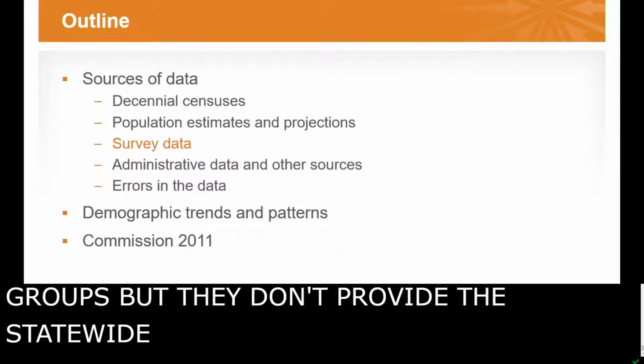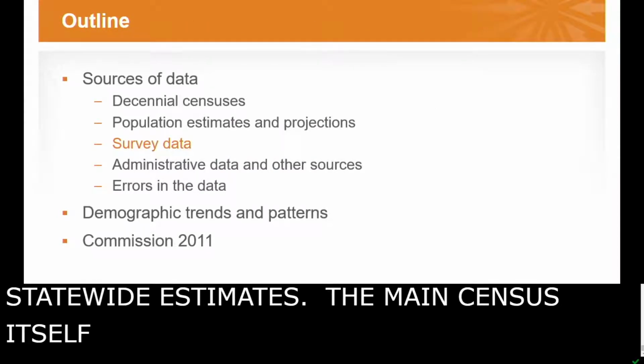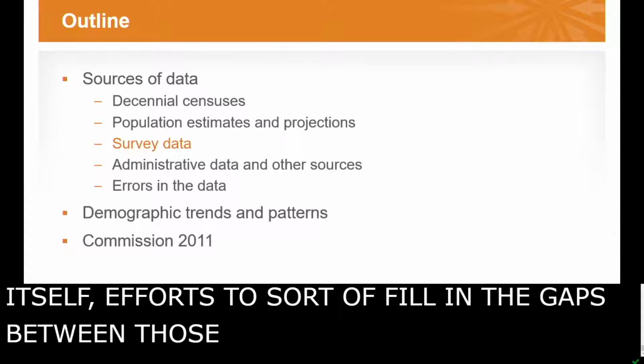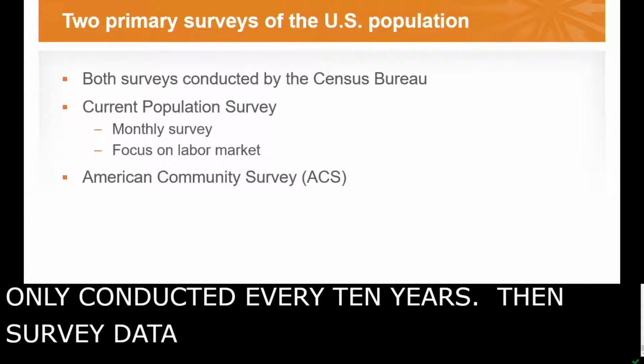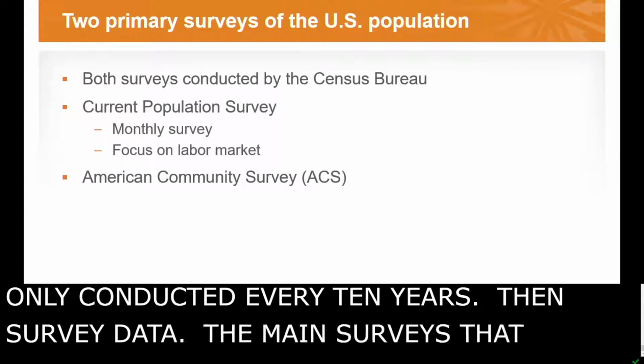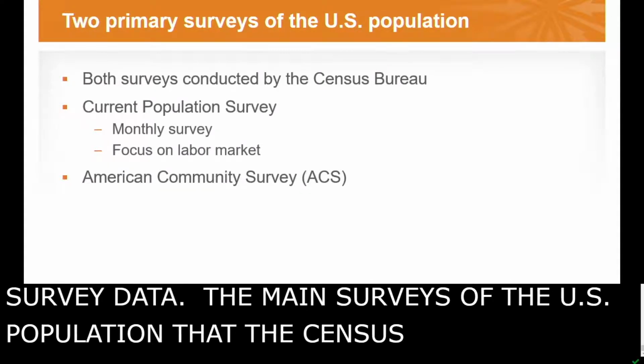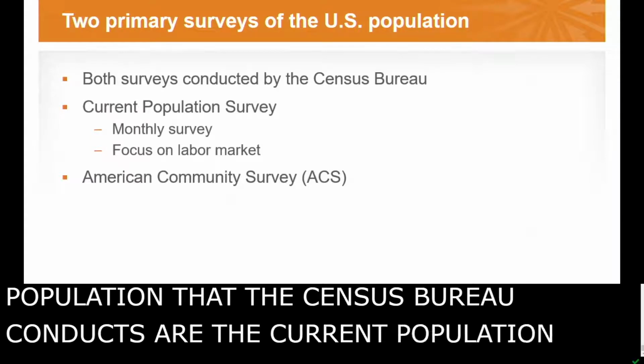So we've got the main census itself, and efforts to sort of fill in the gaps between those censuses since they're only conducted every 10 years. Then survey data. The main surveys of the US population that the Census Bureau conducts are the Current Population Survey and the American Community Survey.